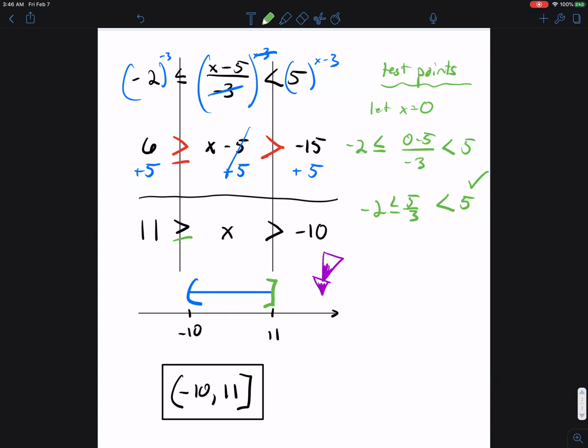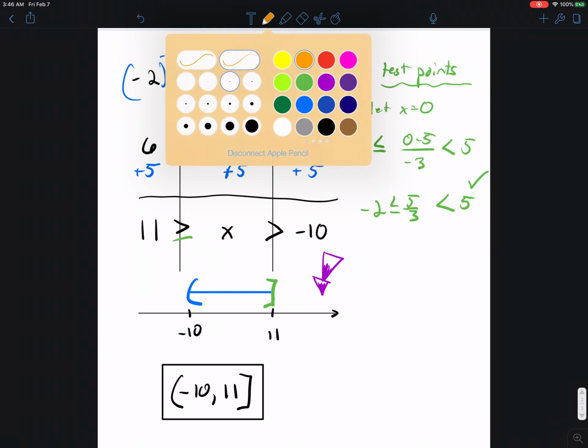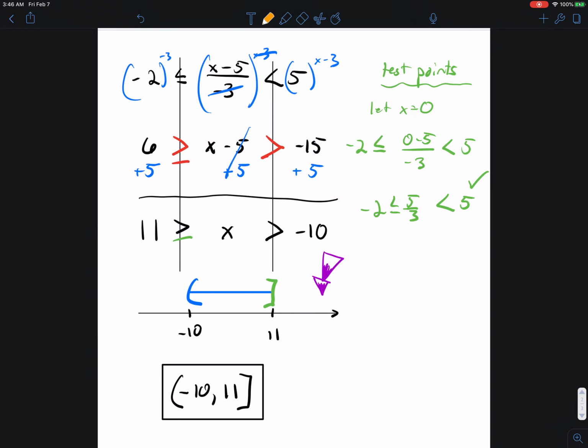Let's choose a number that should make it false. All right, let's do false in this color. So a number outside of this could be 17. I'm trying to choose something so that I get a multiple of 3, just to keep it simple. Notice that 17 is outside of this interval, so I'm going to say let x equal 17. We're anticipating this should make it false. So we'll have negative 2 is less than or equal to (17 minus 5) over negative 3, and that should be strictly less than 5.